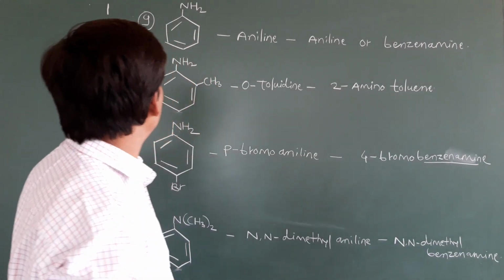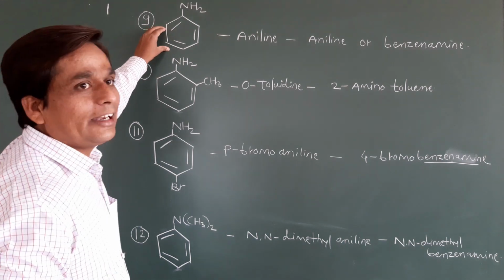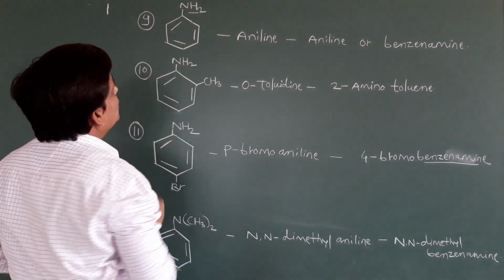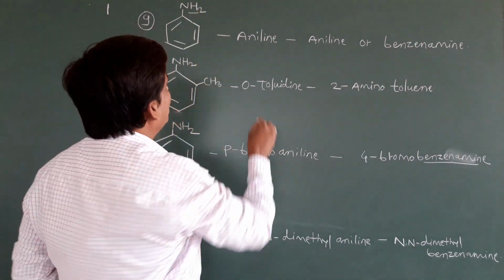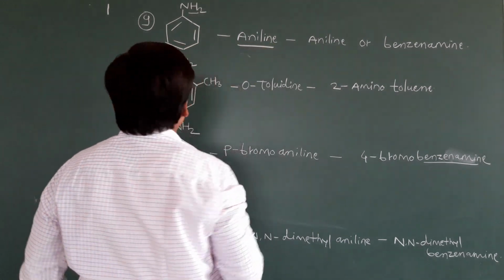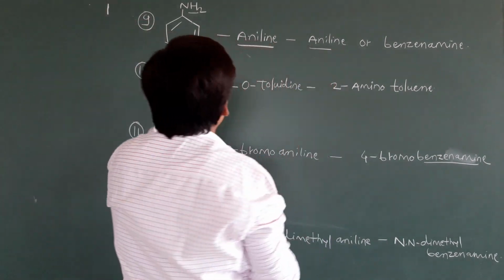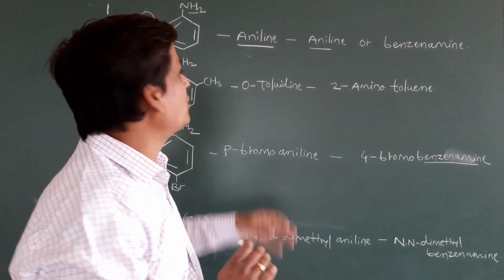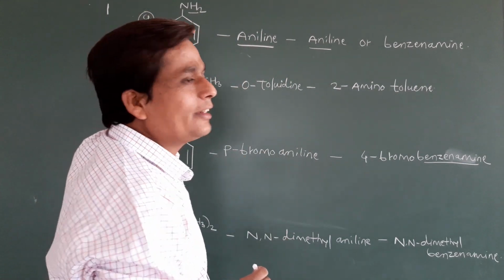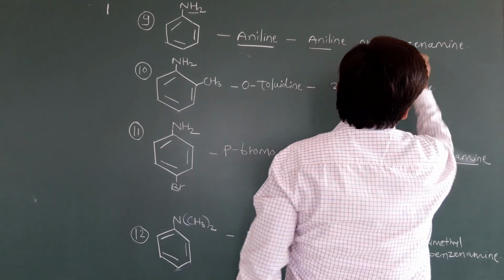Okay students, see another example. So here a benzene ring is attached with NH2, that is the amine group. So we can see it is aniline. In common name, what can we say it is? Aniline. Okay. So in IUPAC name also the same. We can say it is aniline, or we can say it is benzene amine, because this NH2 is attached to the benzene ring. We can say it is benzenamine.